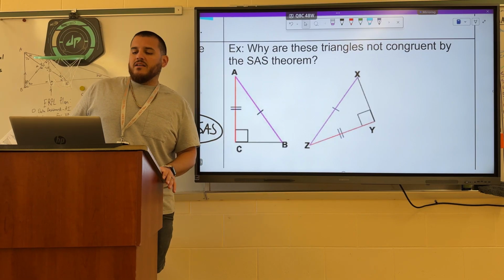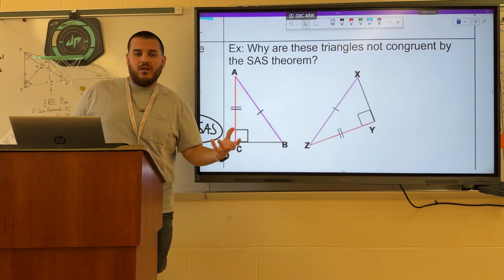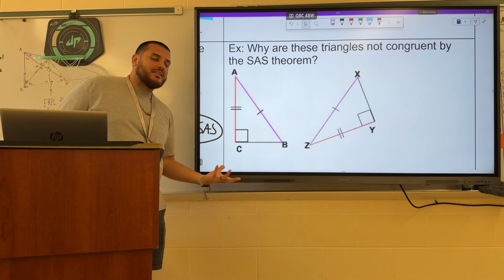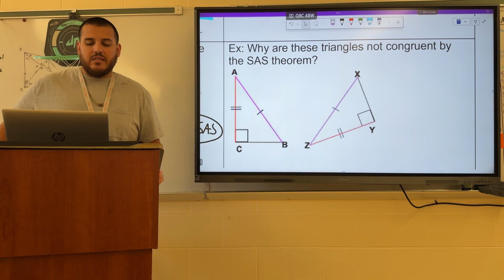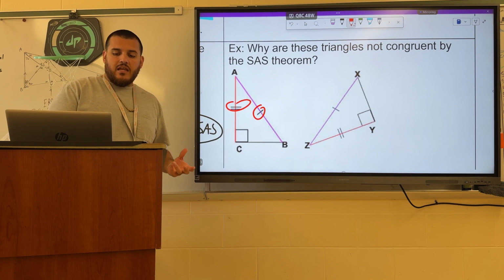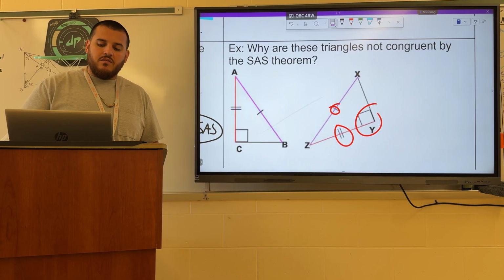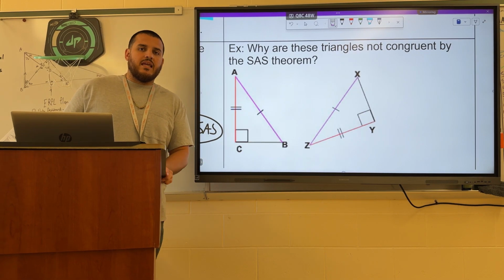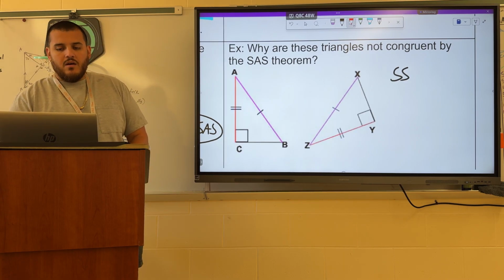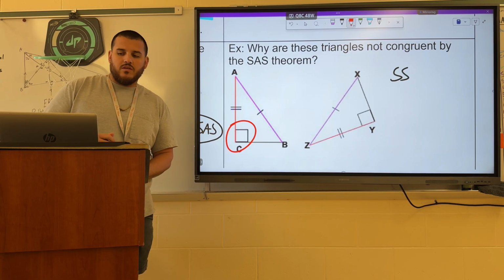I love the error analysis type of questions, or the questions that ask us why something is not happening or occurring in an example. This is asking us why these triangles are not congruent by the side, angle, side theorem. Because at first glance, we do have two sides and an angle, two sides and an angle. However, the positioning of these angles is wrong for the side, angle, side theorem, right? We have two sides, but the angle that's congruent is not the included angle of those sides.